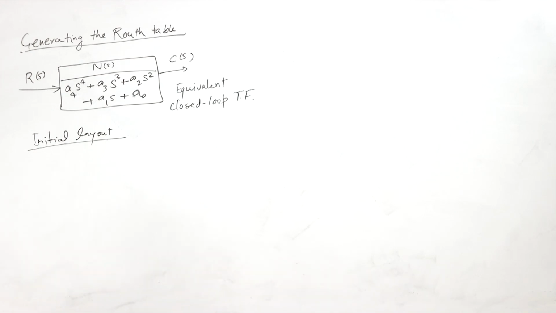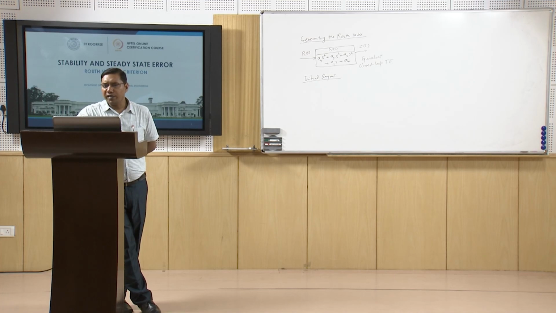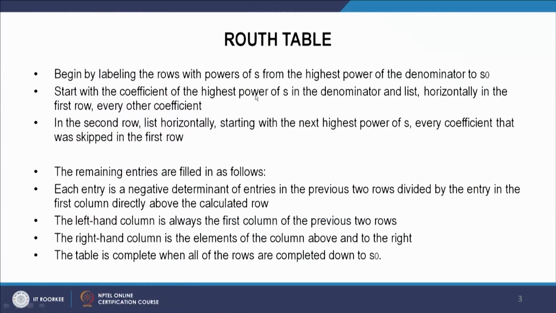To create the Routh table, we begin by labeling the rows with powers of s from the highest power of the denominator to s^0, and start with the coefficient of the highest power of s in the denominator and list horizontally in the first row every other coefficient. Then in the second row, we list horizontally, starting with the next highest power of s, every coefficient that was skipped in the first row.